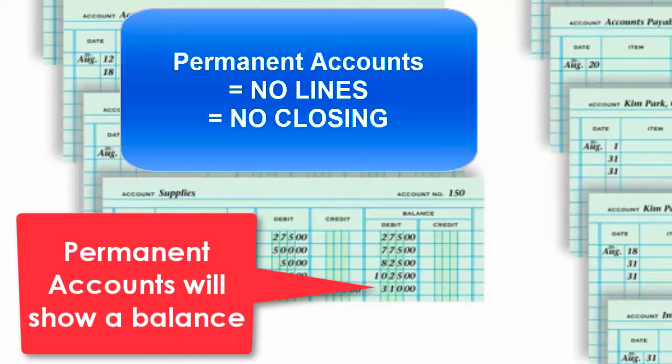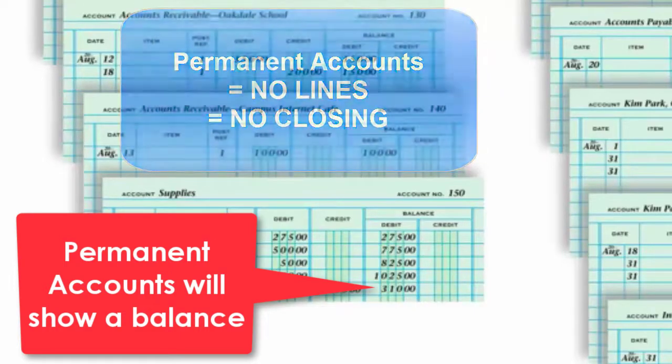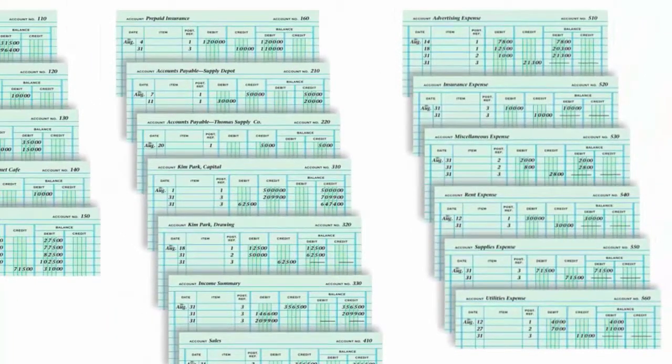My closing entries are only for my temporary accounts, which I will see are my drawing account. So I have my lines, my income summary account, my lines, my revenue of sales, and then all my expenses.